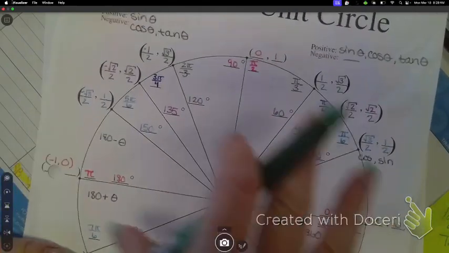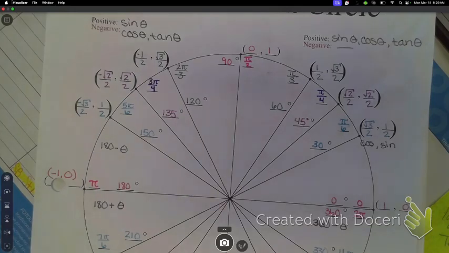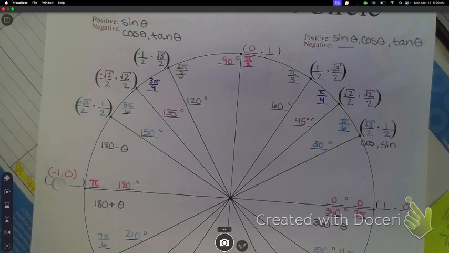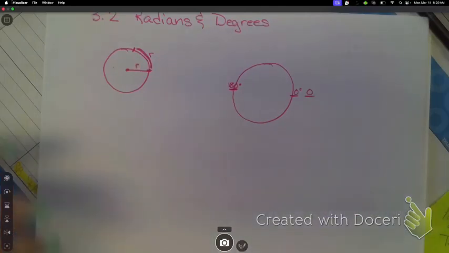So now you have everything filled out on the circle. After today, the next couple days, when you hear pi over 6, you should think 30. When you see 30, you should think pi over 6. In your brain, you can convert them back and forth. On paper, you will not be after today. If it asks you for the sine of pi over 6, you are telling me 1/2. You're not writing the sine of 30 equals 1/2. Does that make sense? Okay. You've got to just start thinking that way.